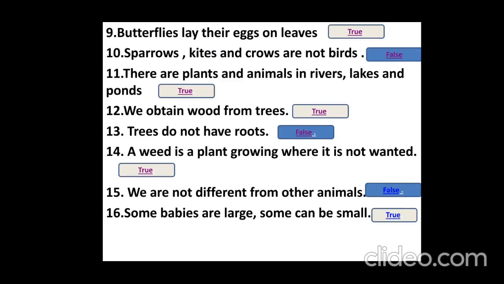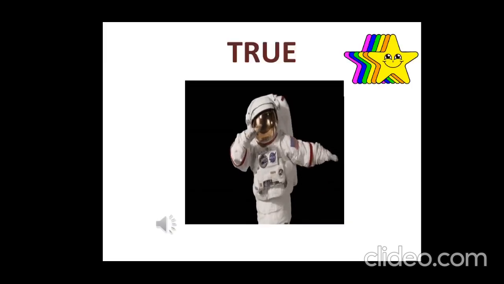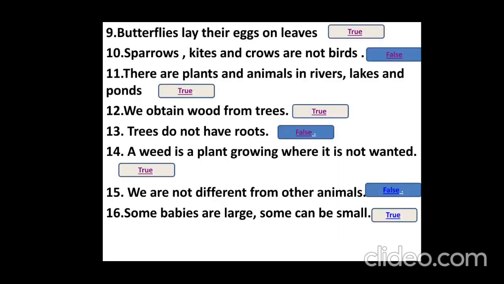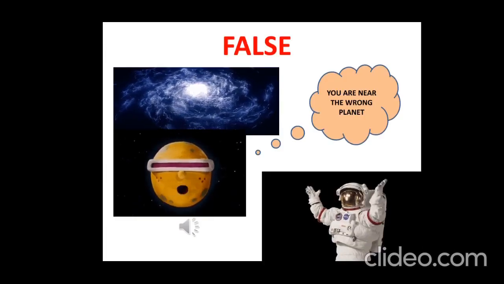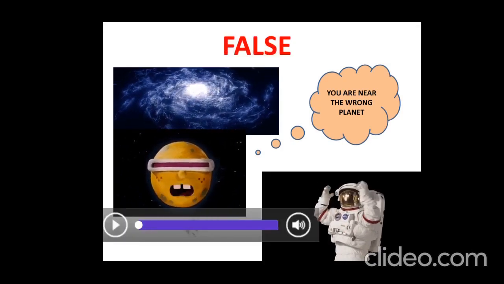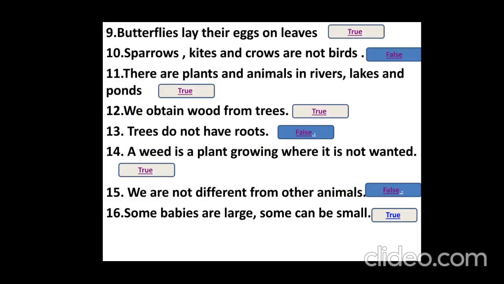Question number 15. We are not different from other animals. Human beings also belong to the animal group as per science, isn't it? But are we different from them? We are different from them, but here the question says we are not different from other animals. That means the answer here will be false. We are different from other animals because we can read and write, we can talk, we can create new things, right? So we are different from other animals.